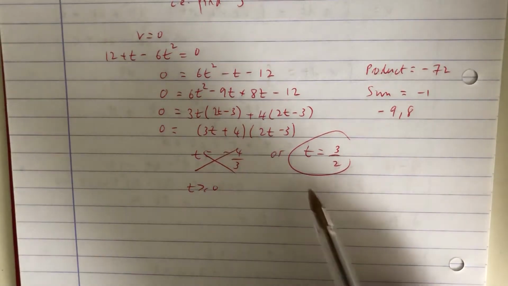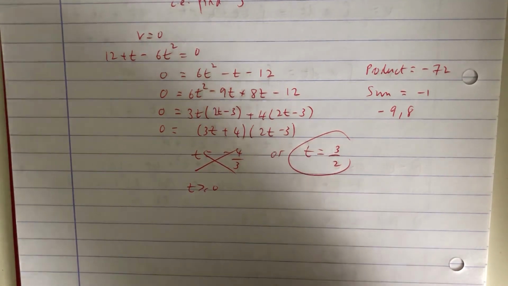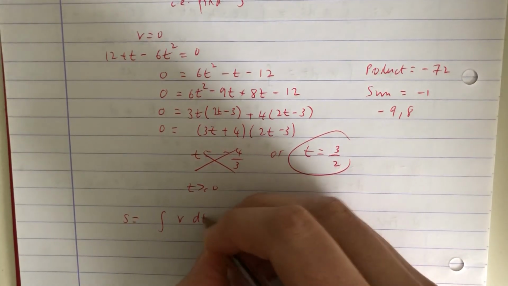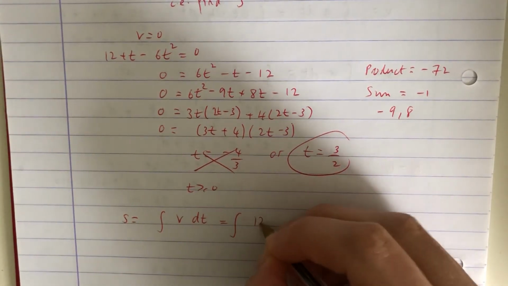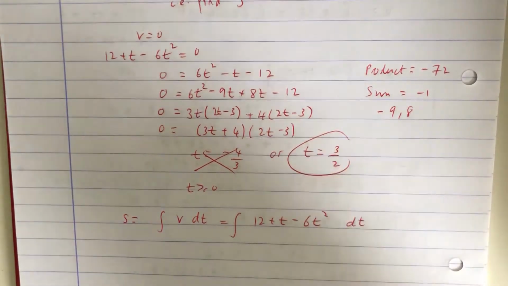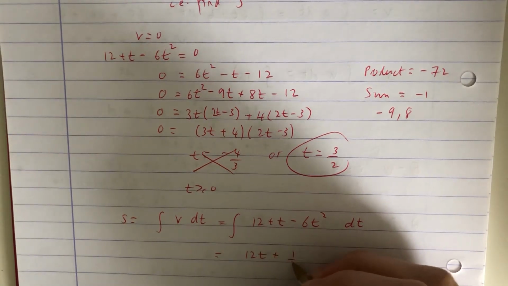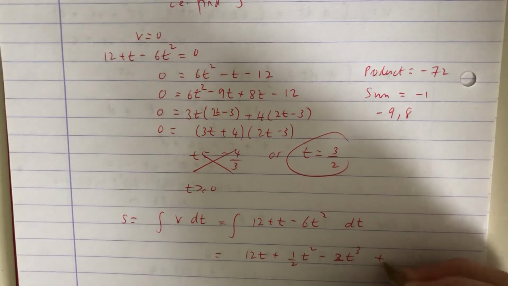And now we've worked out the time. We just need to work out the formula for displacement. So s equals the integral of v with respect to t. So integrating 12 plus t subtract 6t squared with respect to t, which would go to 12t plus a half t squared minus 2t cubed plus c.